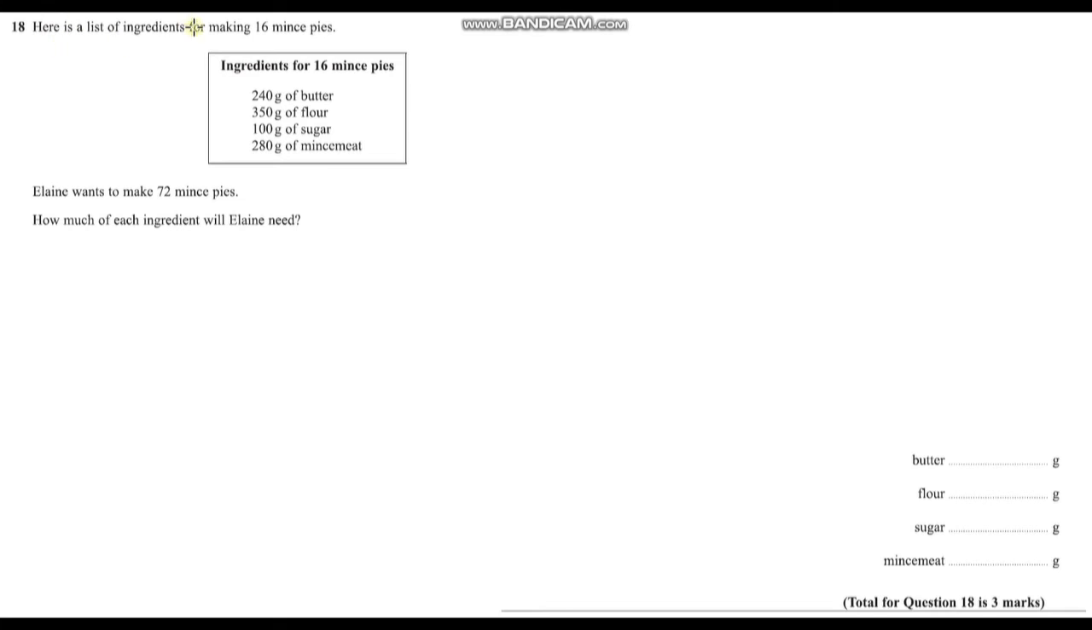Question 18. Here is a list of ingredients for making 16 mince pies. Elaine wants to make 72 mince pies. How much of each ingredient will Elaine need? So we've got ingredients for 16 mince pies. Now we need to make 72. So what we can do is, if we find a factor of 16 and 72, the highest common factor of both numbers is 8. Let me write that down. So the highest common factor of 16 and 72 is 8.